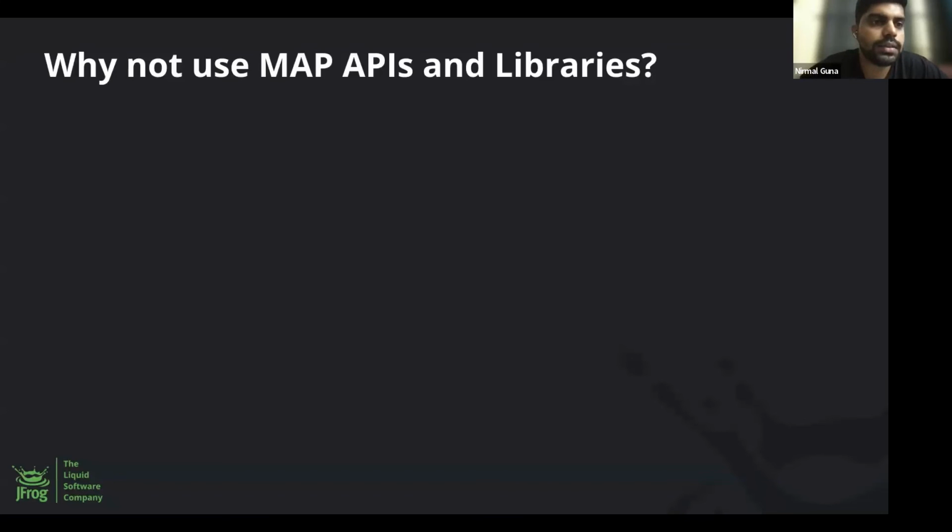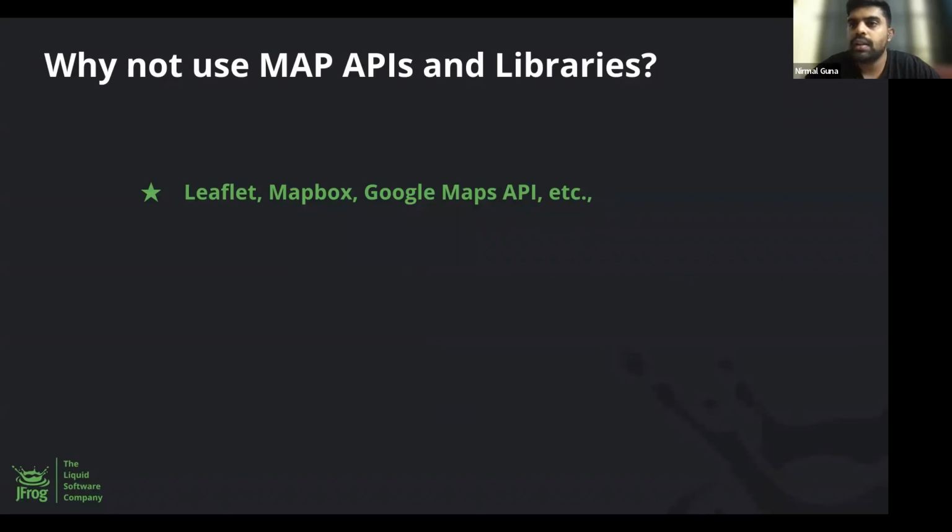So yeah, the last and final topic: why not use map APIs and libraries? When I was assigned the task of creating a map and displaying the markers, clustering basically, I considered all these libraries. At that time I didn't want to spend time on an already existing concept and create my own clustering API for my requirement and do everything from scratch, because everything is readily available.